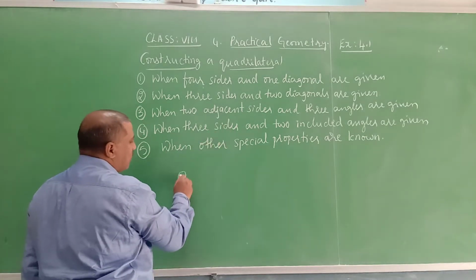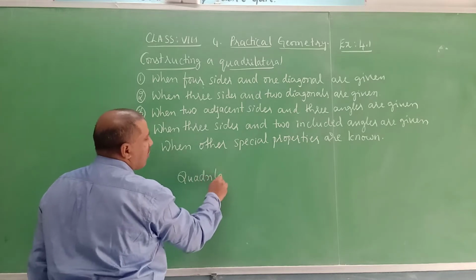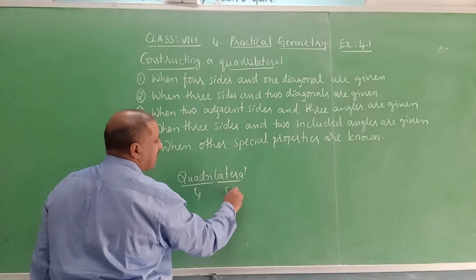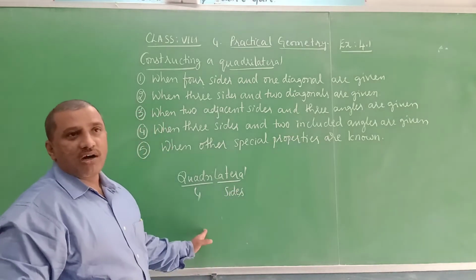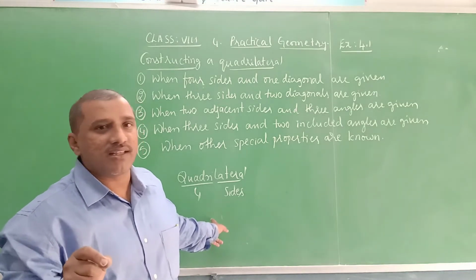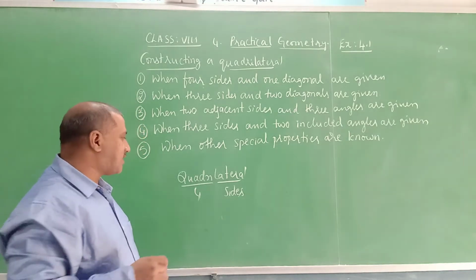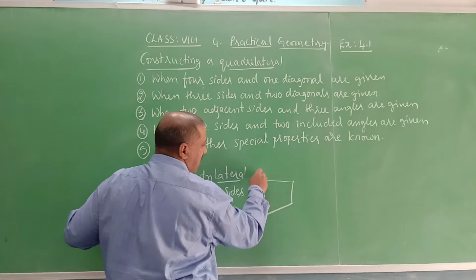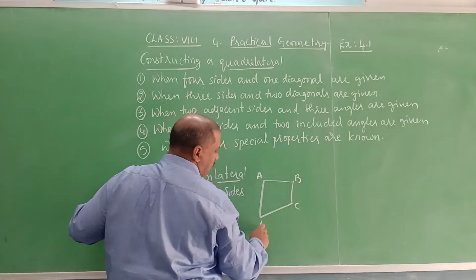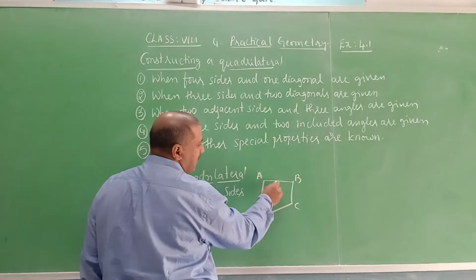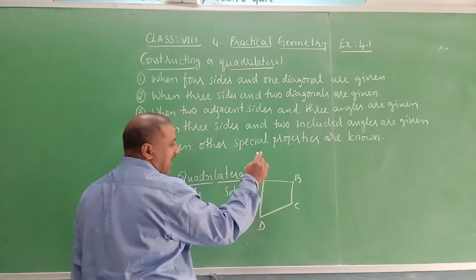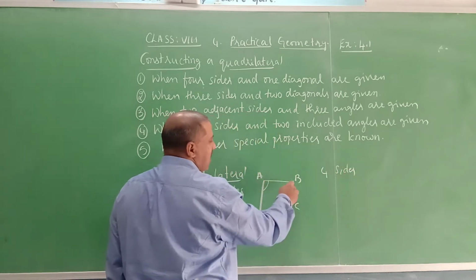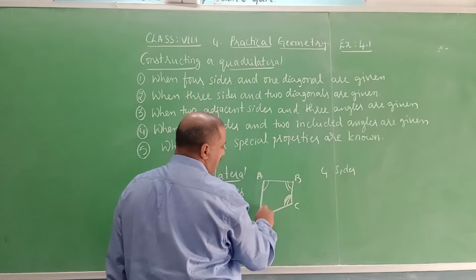So what is a quadrilateral? Quadri means four, lateral means sides, that is line segments. A polygon with four sides, or a polygon with four line segments, is known as a quadrilateral. This is a rough diagram of quadrilateral ABCD. As we know, it has four sides. What are the four sides? AB, BC, CD and AD. So four sides are there. And how many angles? Angle A, angle B, angle C and angle D.